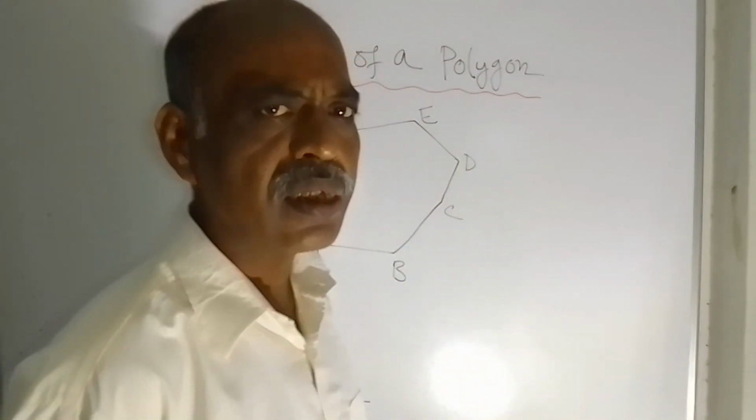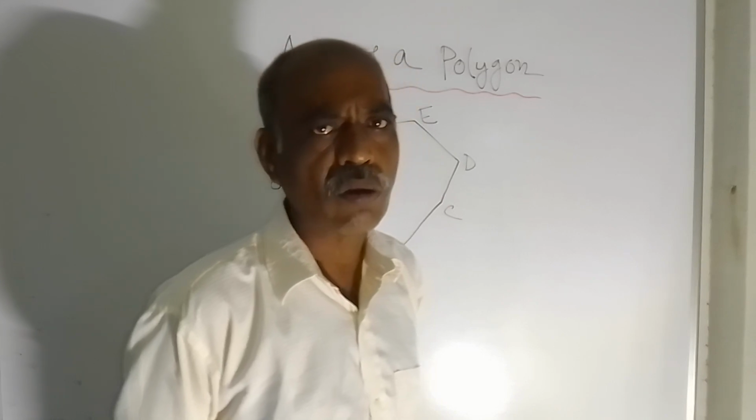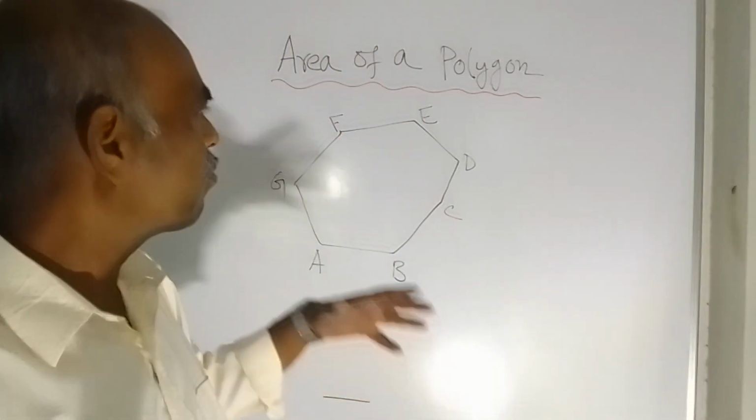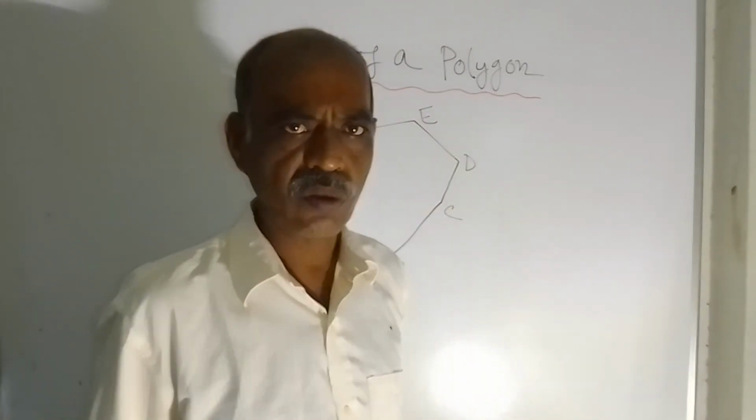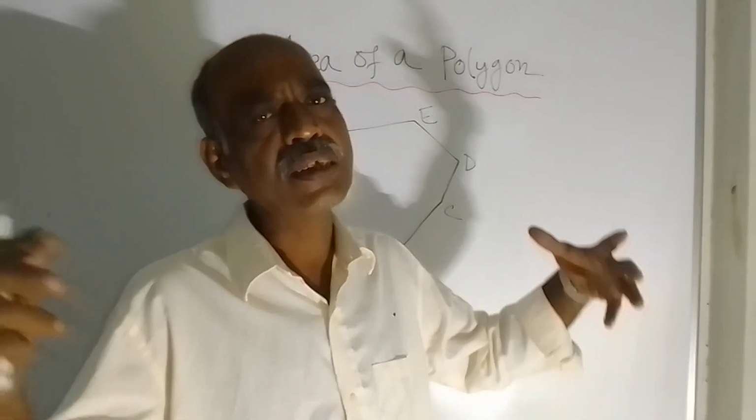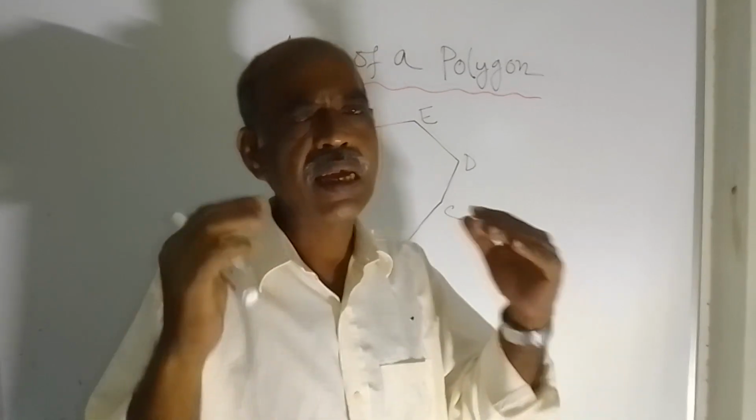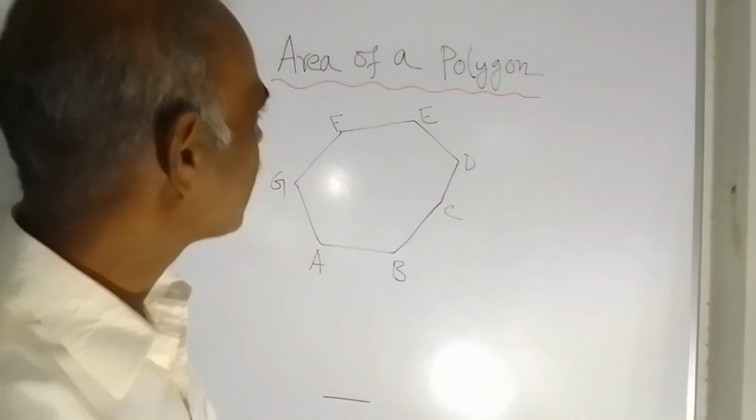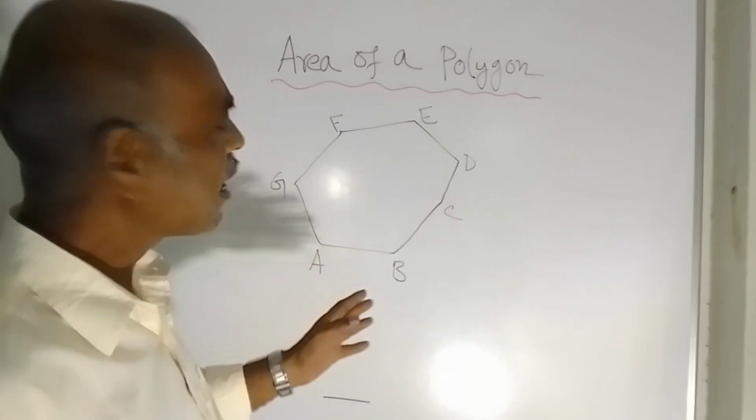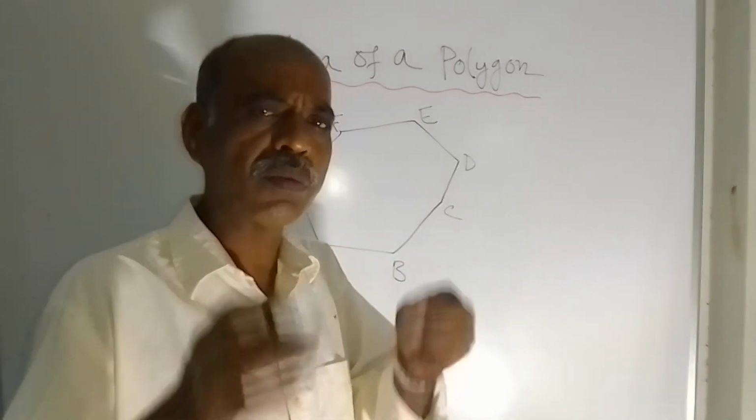So to calculate the area of a given polygon, what you need to do, you have to divide this polygon into triangles. Okay, and summation of the areas of the triangles will give you the area of the polygon. That is the way actually followed to calculate the area of a polygon. So take any point will be your choice.